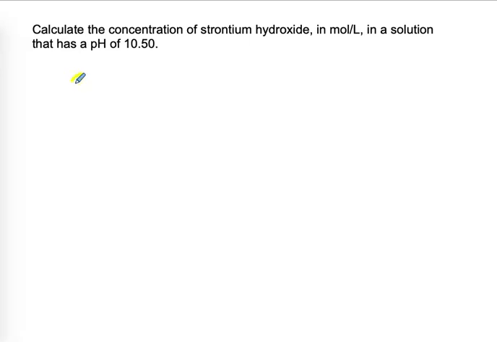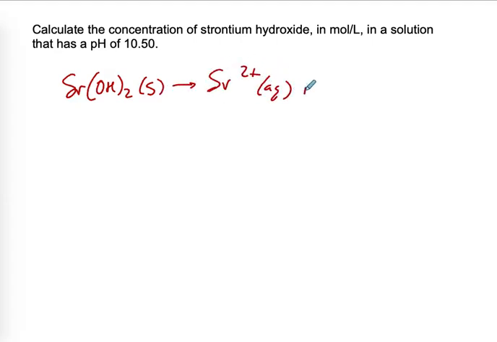Once again, let's begin by writing out an equation to represent the dissolution and dissociation of this particular hydroxide salt. Strontium hydroxide dissolves and dissociates to form strontium cations plus 2 moles of hydroxide for every 1 mole of strontium hydroxide.